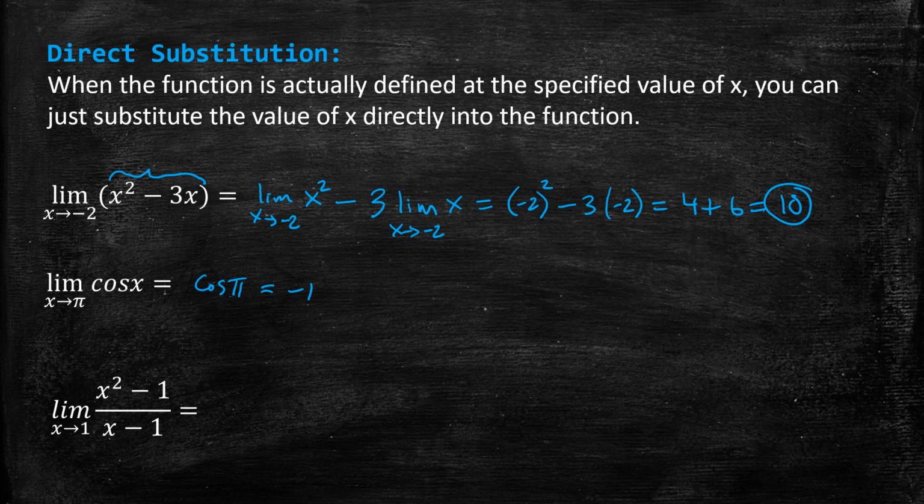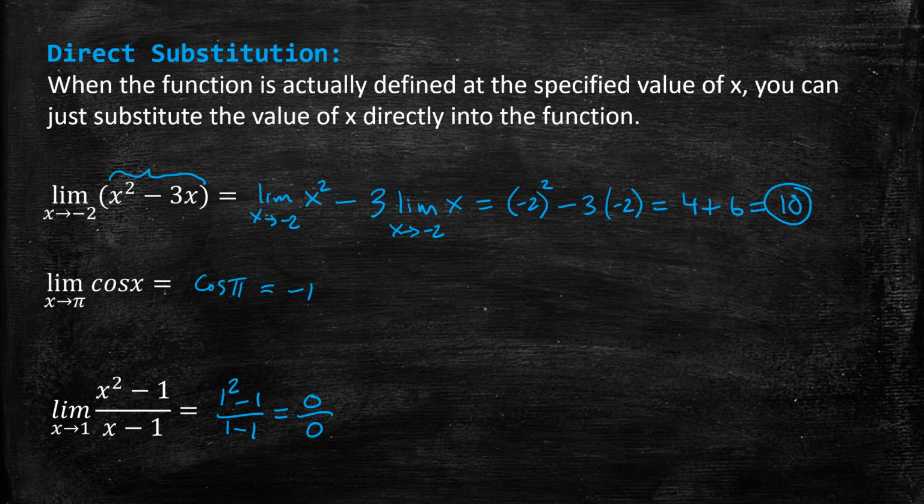So what about a situation where we run into a problem? Let's see what happens here. If we try to plug in 1, we get 1 squared minus 1 over 1 minus 1. This should look familiar. 0 over 0, and the answer is said to be indeterminate.